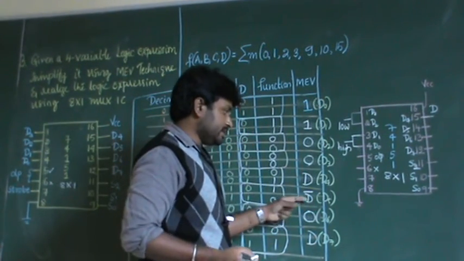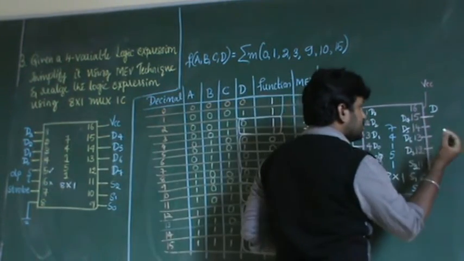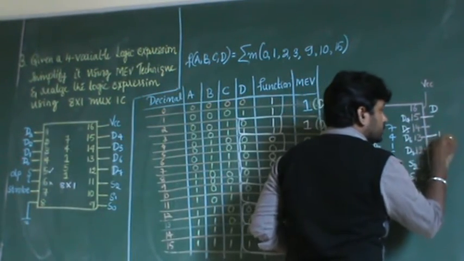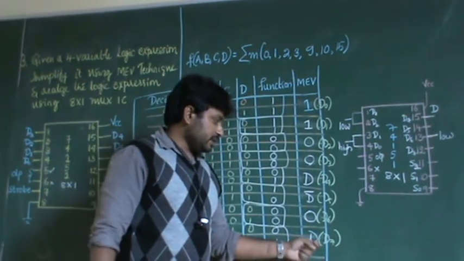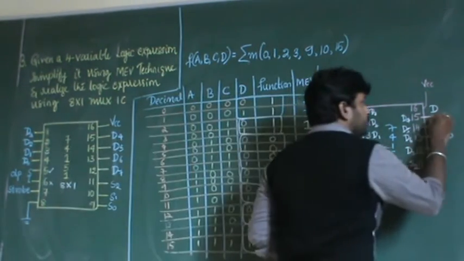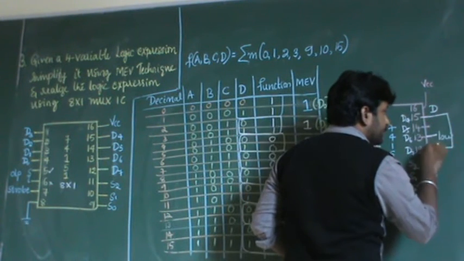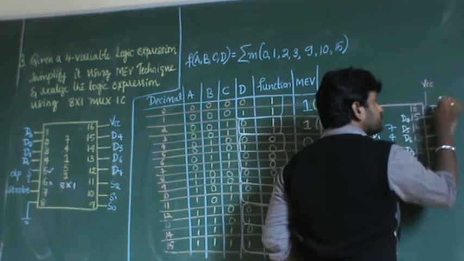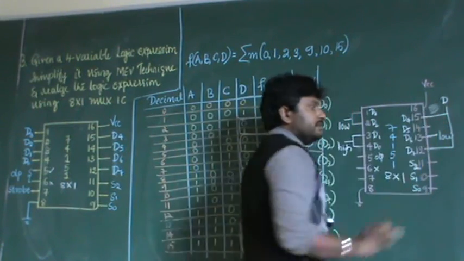D6 is what? 0. So D6, this is low. This should be connected to low. And what is D7? D7 is also D. So therefore I short this D4 and D7 and I will give it for D. So D4 and D7 are being shorted and it is given for D.